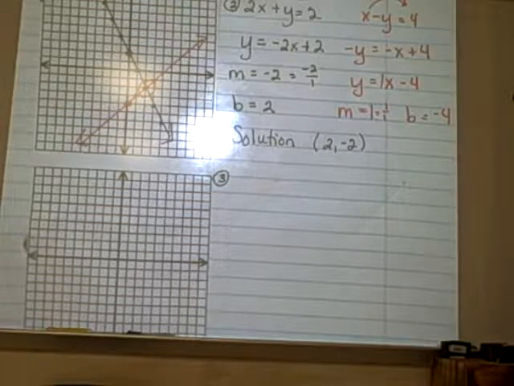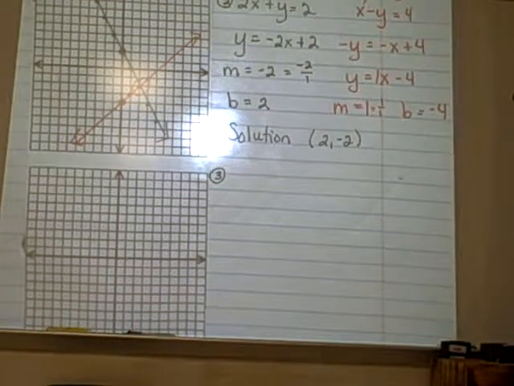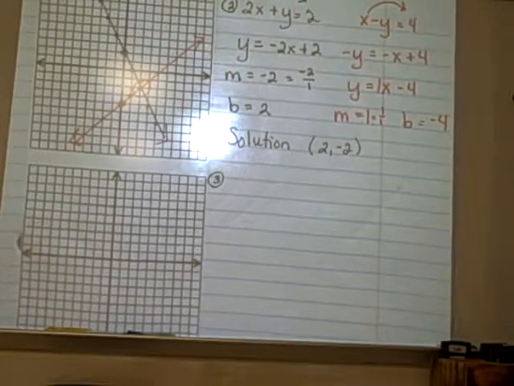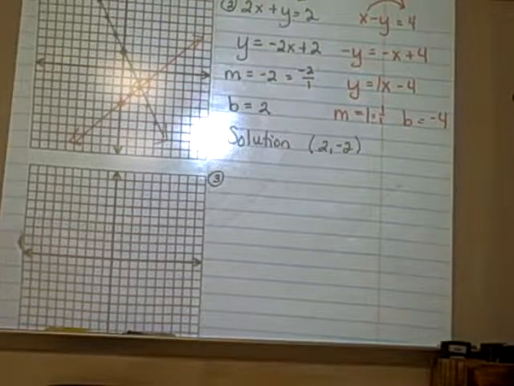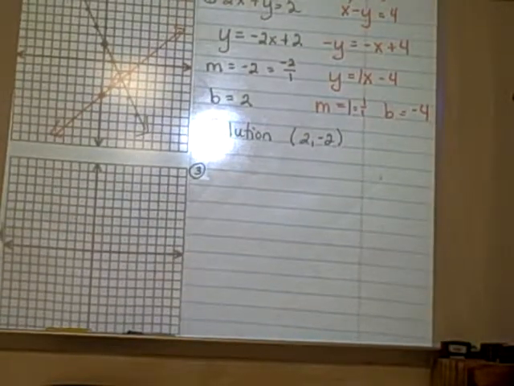Okay, 2 more of these, and then we'll do that back page, and it's really fast and easy. These are a little more time consuming just because you have to draw the graphs and whatever. Alright, so number 3. Does everybody have that written down?